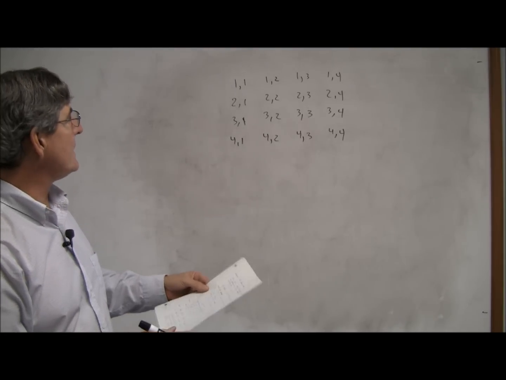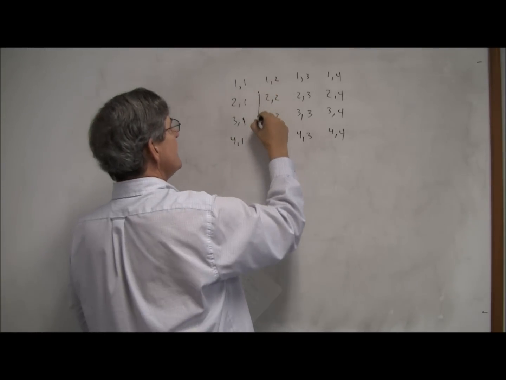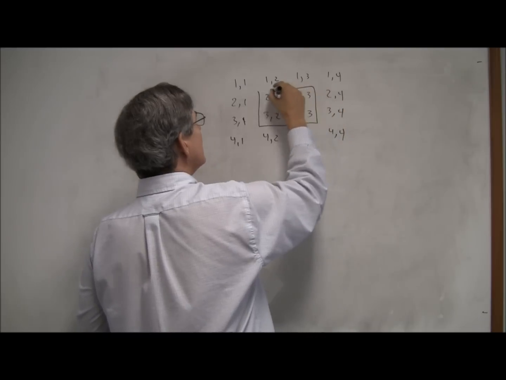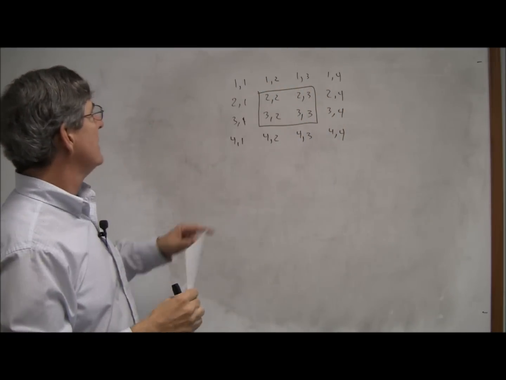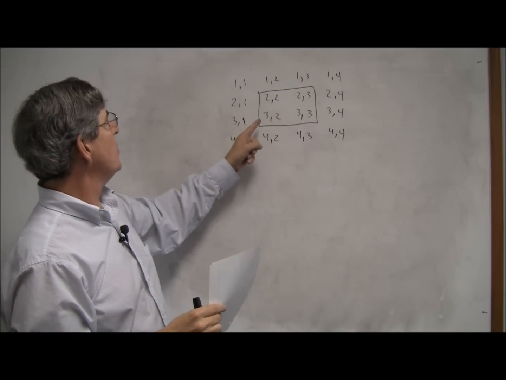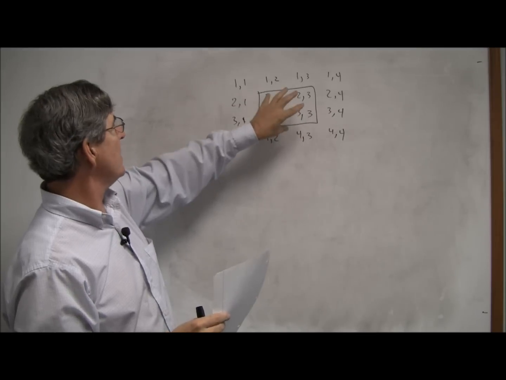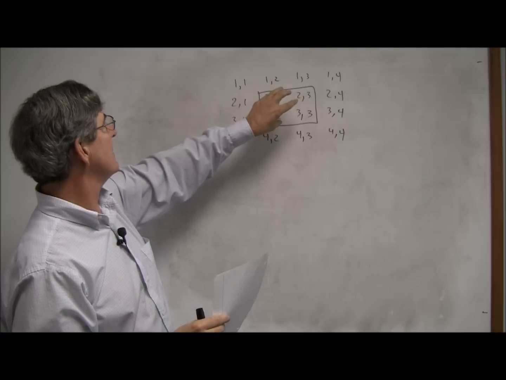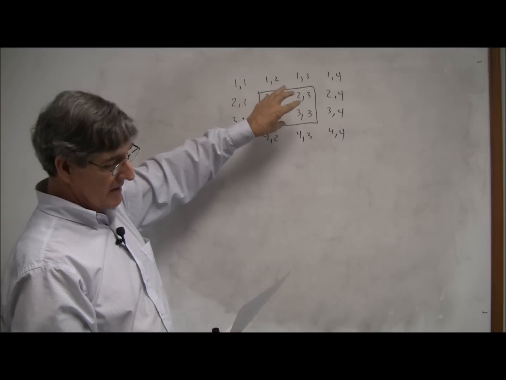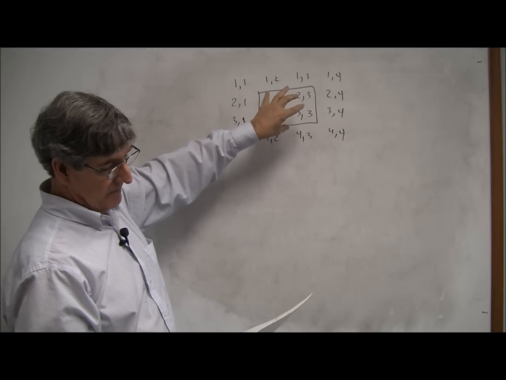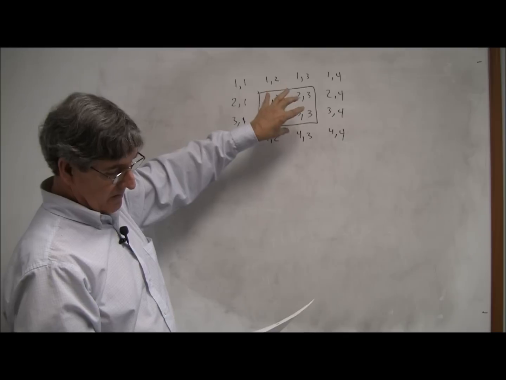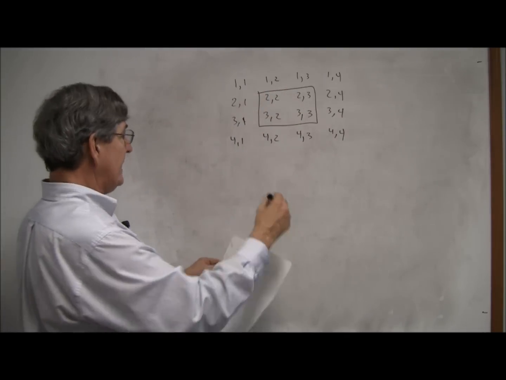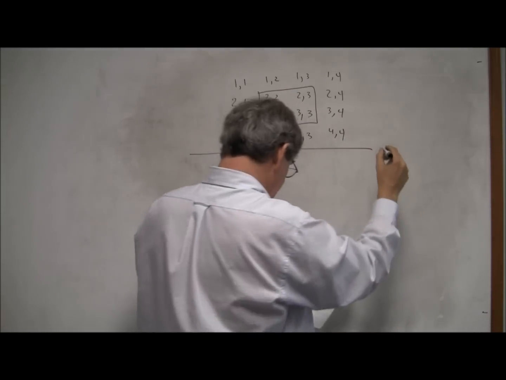Okay. Now, these in the middle don't have x equals 1 or y equals 4. So those are not outcomes that, well, let me show you. Let's do the PDF for this thing.